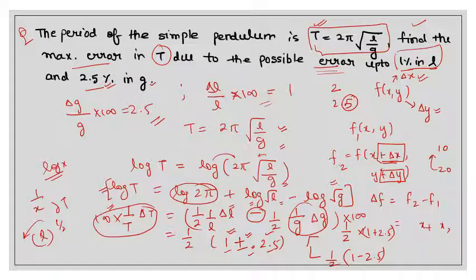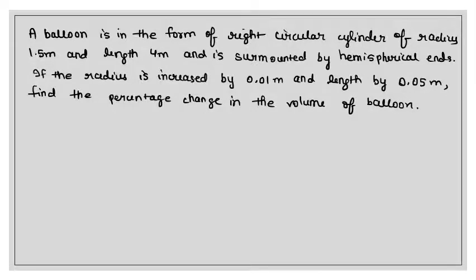So how you will solve this? Here you have 2.5 plus 1 is what? 3.5. That means it will become 1.75, and here you've got minus 0.75. So the maximum error out of these two is 1.75, which will be your answer. Okay, so this is how you can find out the errors using partial differentiation. Let's see another example. Here, another application of partial differentiation.